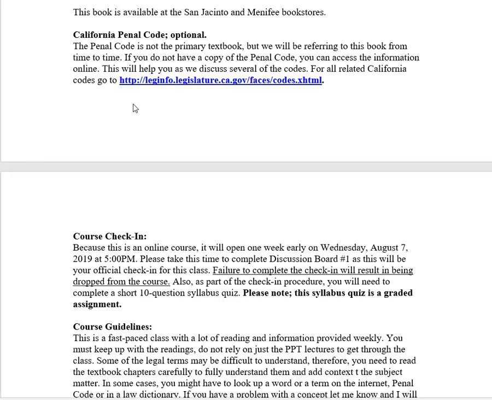So if you're going to type it in, you could put something like California Penal Code 187, and then you would hit enter and it would give you the code for murder. So that's how you would put that in the search engine.